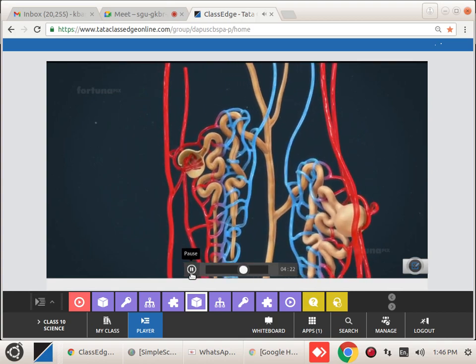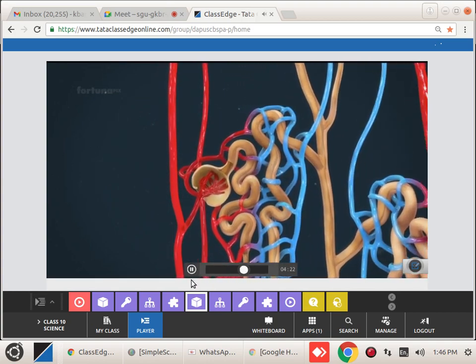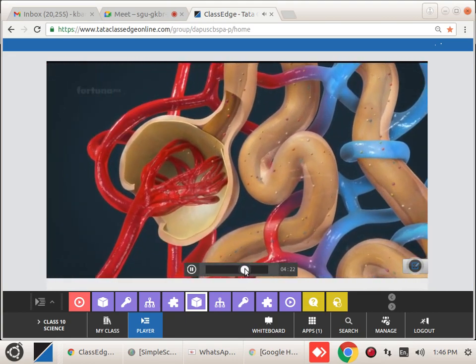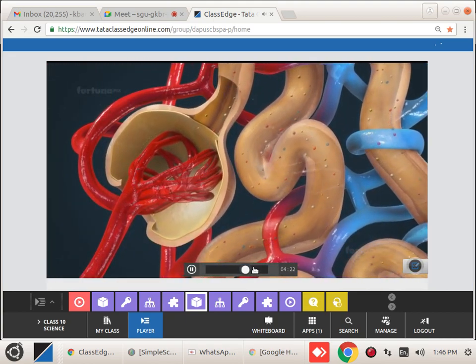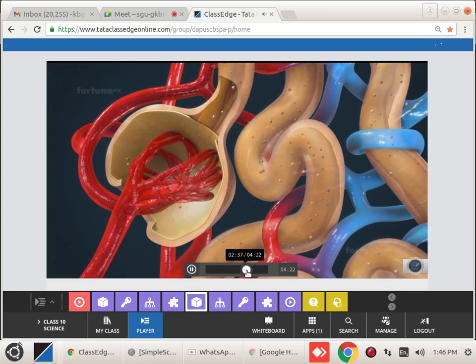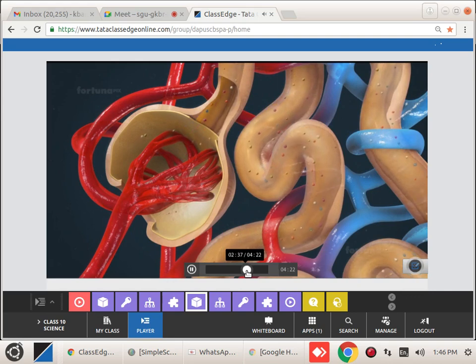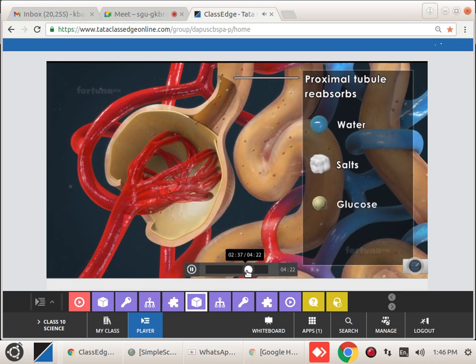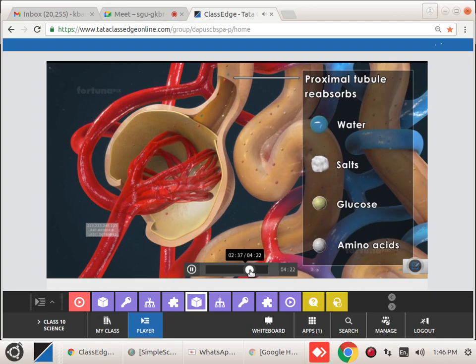In each nephron, blood from the glomerulus filters water and certain dissolved substances into the space of the Bowman's capsule. The filtrate then enters the renal tubules, allowing the proximal tubule to reabsorb water, salts, glucose, and amino acids, which helps to maintain electrolyte levels in the body.